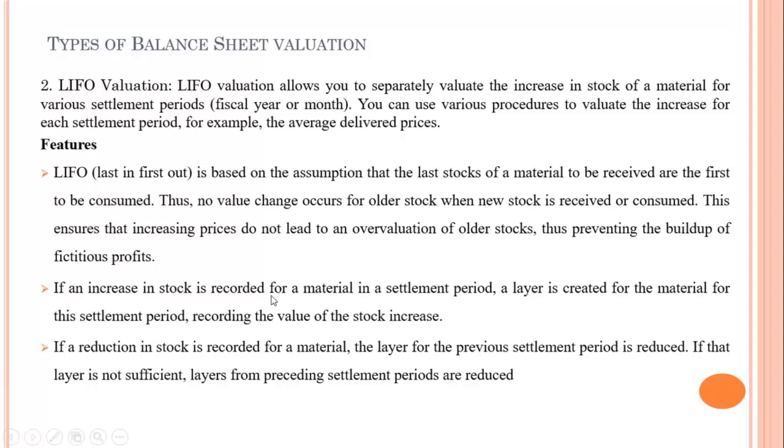If an increase in stock is recorded for a material in a settlement period, then a layer is created for the material for that particular settlement period, and it will record the value of stock increase. Third is if a reduction in stock is recorded for a material. Now previously it was if an increase in stock is recorded. Now if a decrease in stock is recorded, okay, then what I have to do? The layer for the various previous settlement period is reduced. If that layer is not sufficient, then the layer from preceding settlement periods are reduced.